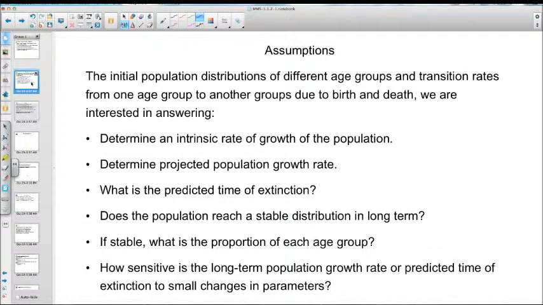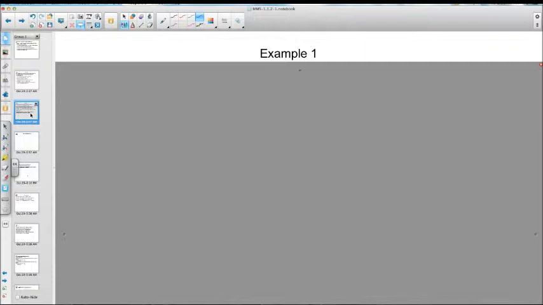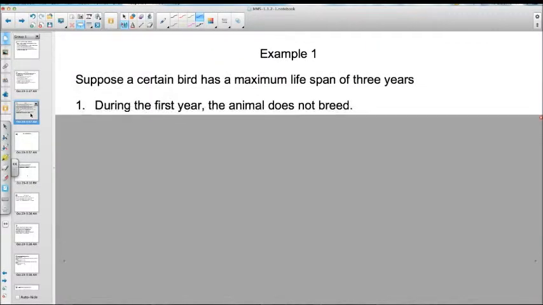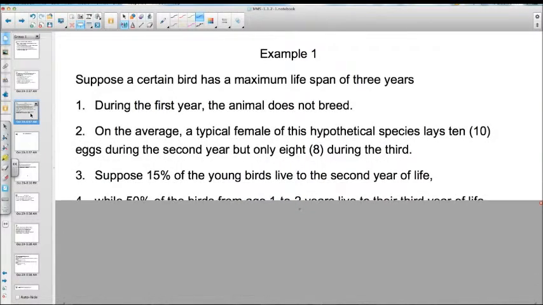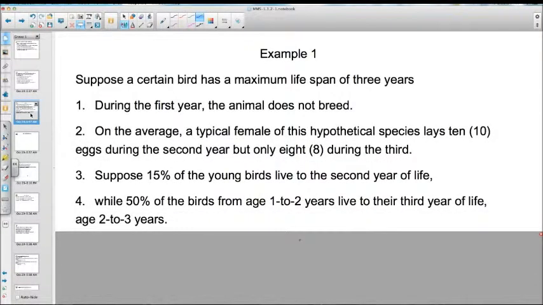So let's start right with the example. In this example, first, let's pay attention to the two input parameters. We assume a certain bird has a maximum lifespan of 3 years. And to make the model simple, we only consider the female population.